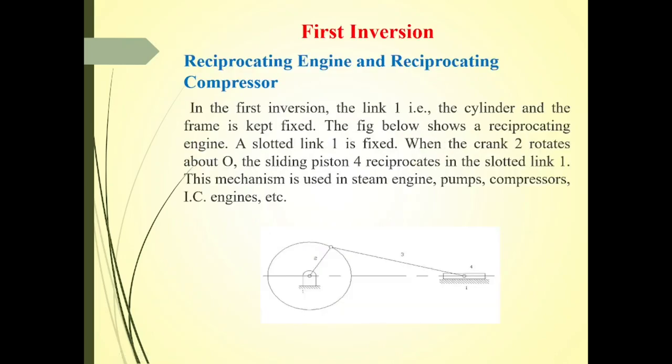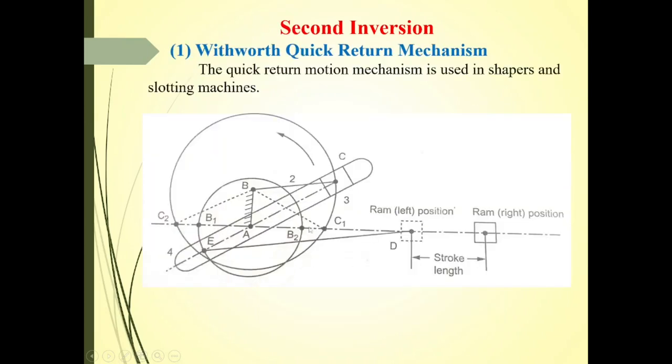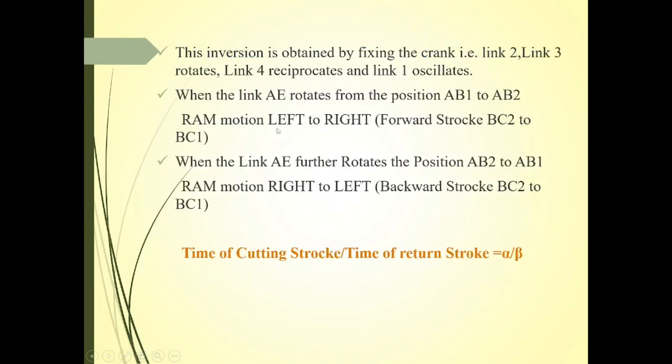Now the first inversion we will see, the reciprocating engine or reciprocating compressor. Already we explained. Now the rotating element rotates like this, and automatically the connecting rod connected to the slider moves. The rotary motion is converted to linear motion. That is the working principle of the reciprocating engine and reciprocating compressor. Number two, the second inversion, gives the Whitworth quick return mechanism. Whitworth quick return mechanism and crank and slotted lever mechanism are both used in the shaping machine.